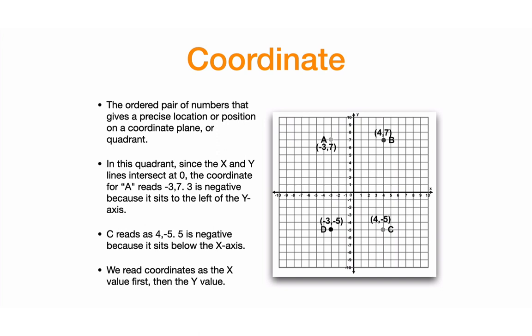Coordinate. The ordered pair of numbers that gives a precise location or position on a coordinate plane, or quadrant. In this quadrant, since the x and y lines intersect at 0, the coordinate for A reads -3, 7. -3 is negative because it sits to the left of the y-axis. C reads as 4, -5. -5 is negative because it sits below the x-axis. We read coordinates as the x value first, then the y value.